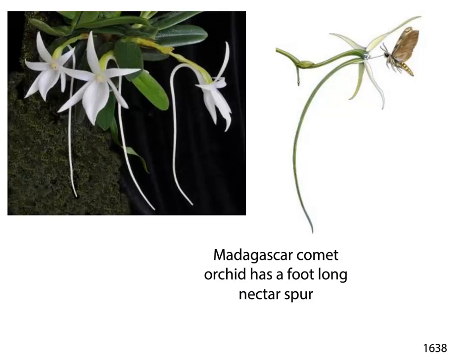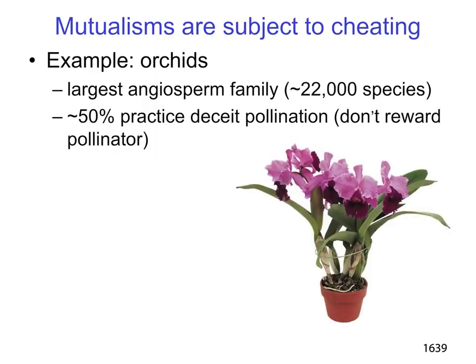Initially, they hadn't found it, but later on they did, showing that he was right, meaning that every plant has its pollinator. Now, the mutualism idea isn't completely perfect, and there are some examples where you have cheating. Okay, and so orchids are an example where they're the largest angiosperm family. However, about 50% practice what's called deceit pollination, meaning they don't reward their pollinator.